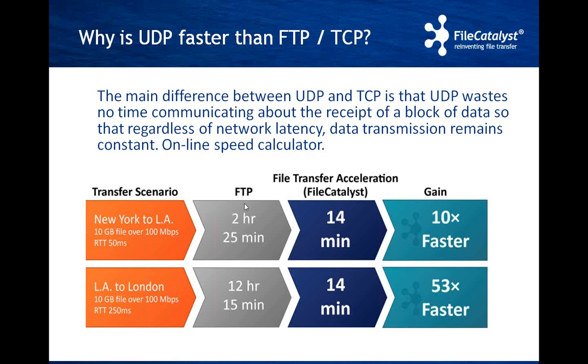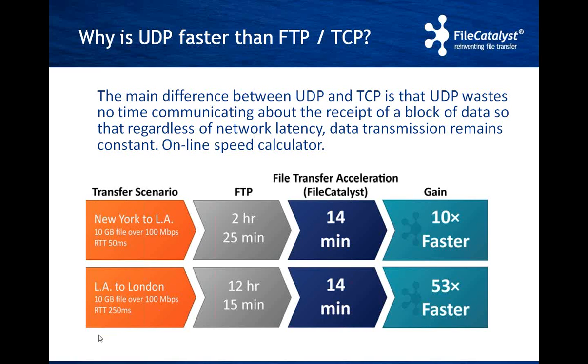So here's an example. FTP will take 2.5 hours for a 10 gig file, and FileCatalyst will take 14 minutes. Here's another example, LA to London, where you have a much higher latency of 250 milliseconds, because you're going much further between two different points. And now FTP takes 12 hours, and FileCatalyst still takes only 14 minutes.